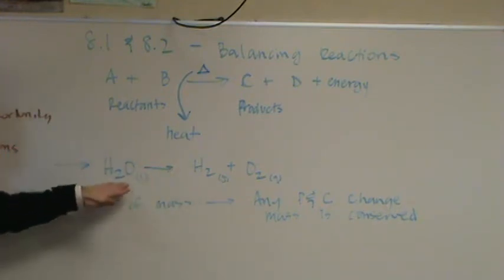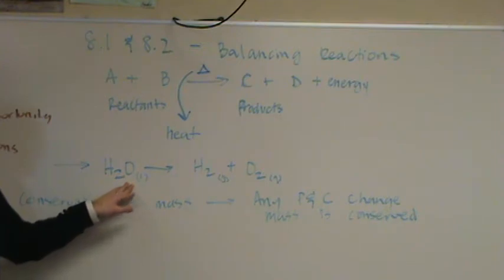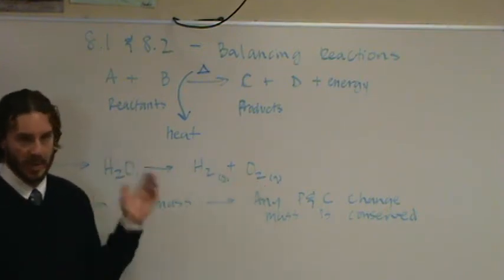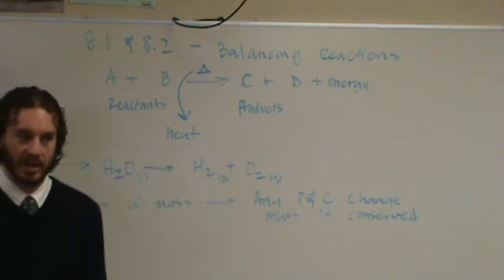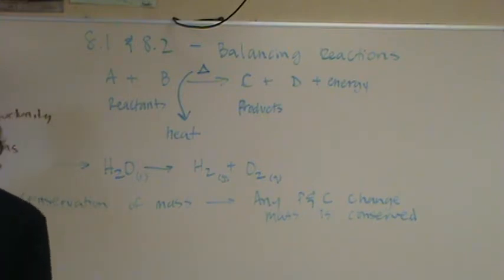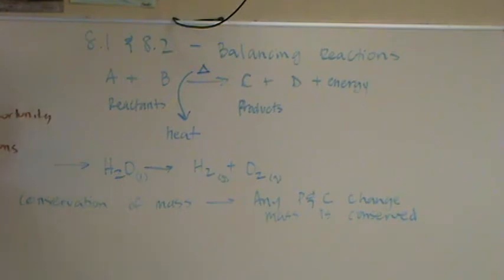If you have one thing here, you have to have one thing here, or 2 and 2. They have to match, essentially. You can't make something from nothing, and you can't send something to nowhere. So the way that we fix that problem is we balance reactions.